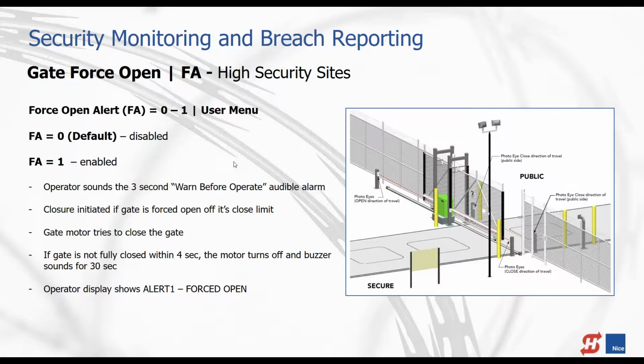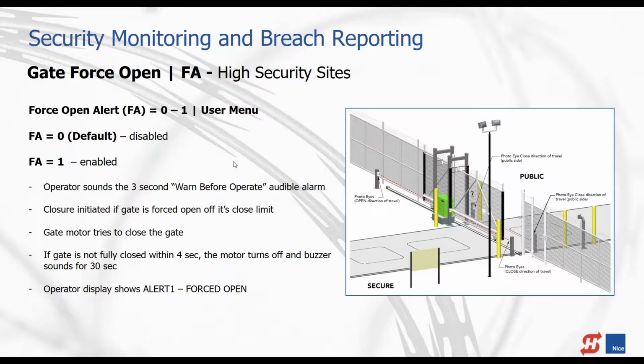One of our settings in the user menu is called the Force Open Alert, FA. You enable this, so that if the gate comes off that close limit, it's going to beep at you. Everyone is probably familiar with that warn before operate, those 3 beeps that happen, and then it's going to try and close that gate again. If it's not closed within about 4 seconds, then the motor turns off and the buzzer sounds for 30 seconds. That's a pretty audible indication that something is going on.